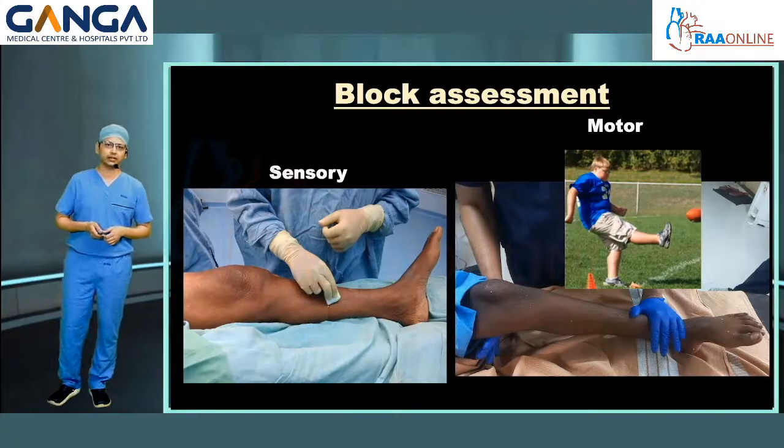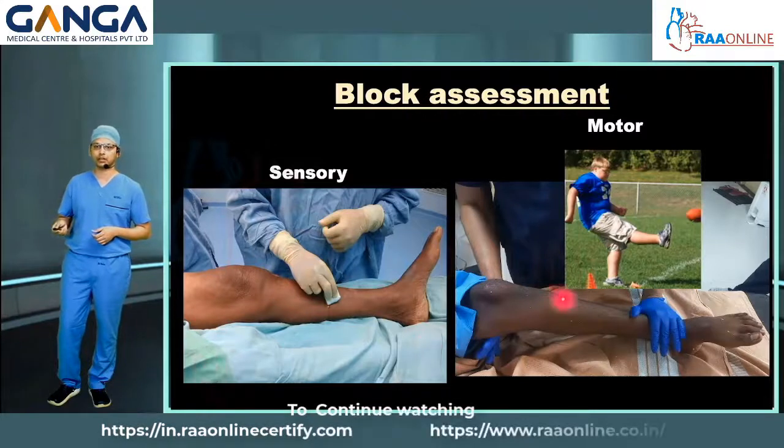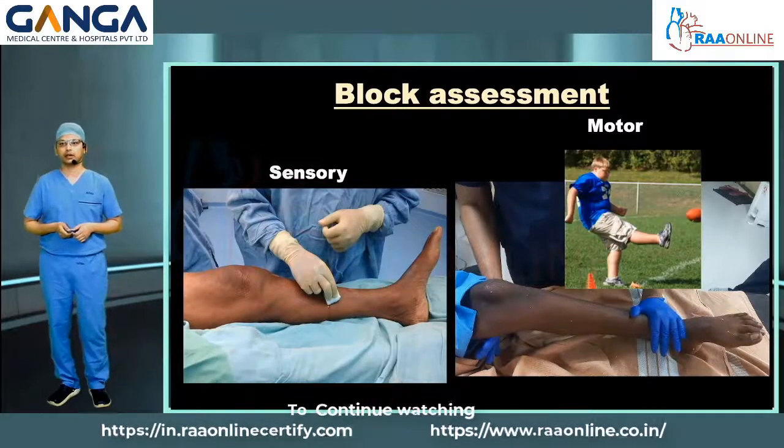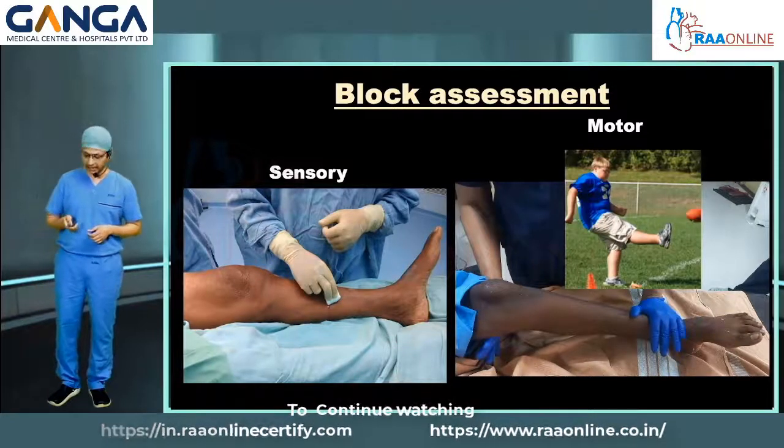For sensory assessment, we do it by checking the cold sensation on the medial aspect of the leg, and the motor block can be assessed by checking the strength of the quadriceps muscle and by asking the patient to kick or punt against the resistance.